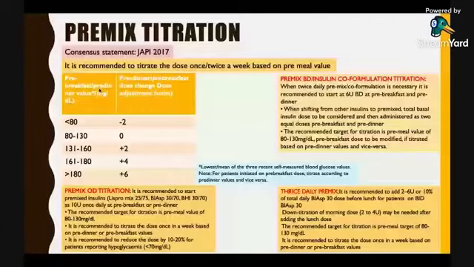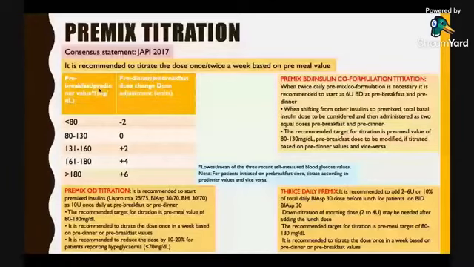So you can start with 10 units once daily, either at pre-breakfast or pre-dinner, and gradually you can titrate the dose. Based on that, you can either get a good control already, or you might decide to go on a premix BD, then escalating it further.